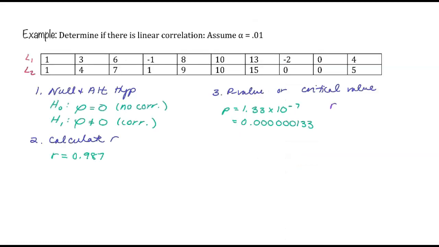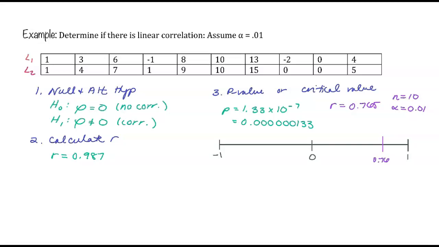We found our critical value to be 0.765. We used n equals 10 and alpha equals 0.01. Let's look at these values on our scale from -1 to +1. With our critical value equal to 0.765, 0.765 and -0.765 serve as our thresholds for what is good enough or close enough to -1 or +1 to be considered a positive or negative linear correlation.